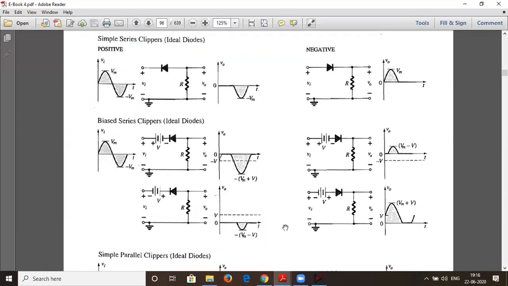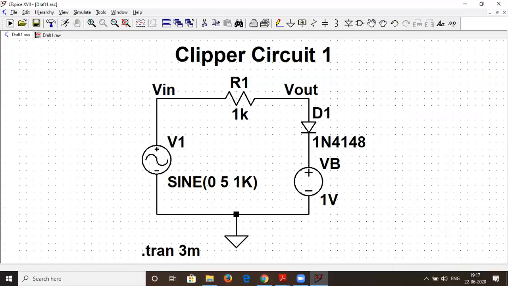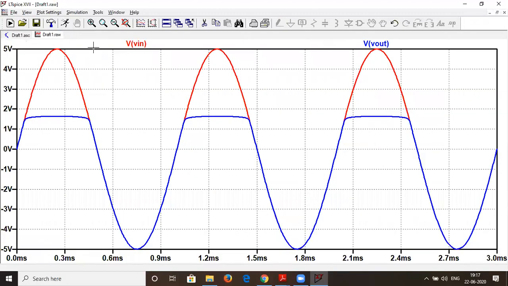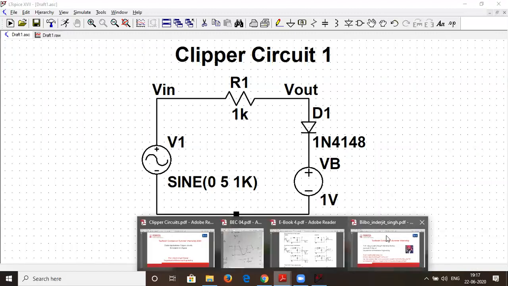So that's it for today's lecture. Today we have seen clipper circuits 1 and 2. We have seen two varieties of clipper circuits, and we have seen that a clipper circuit will clip off either the positive or negative half of the input signal. Next time we'll see more about the clamper circuit. So that's it for today.